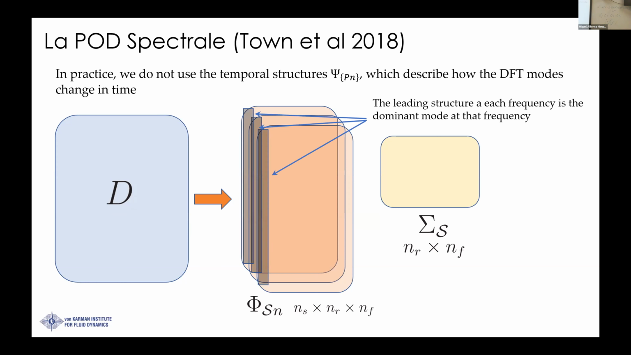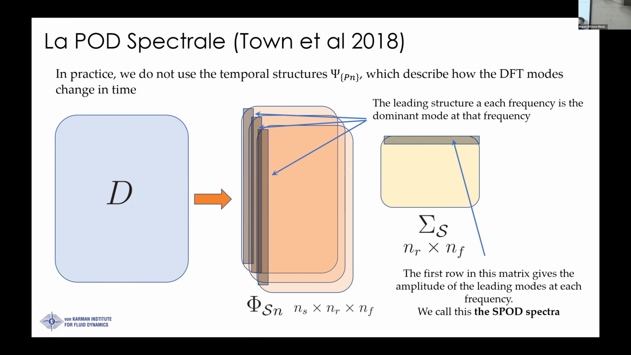By definition, the first mode of each of these will be the leading structure at each frequency. If I look at the first row of that, I will look at the leading sigmas for each frequency. If you have 100 frequencies, you have 100 vectors of sigmas. For each of them, I take only the leading one, and that will give me what I will call the SPOD spectrum. Is this clear?